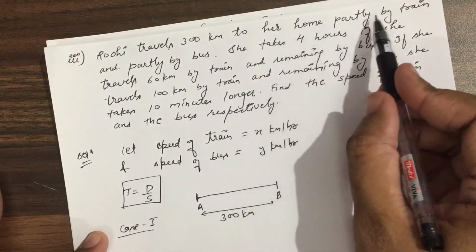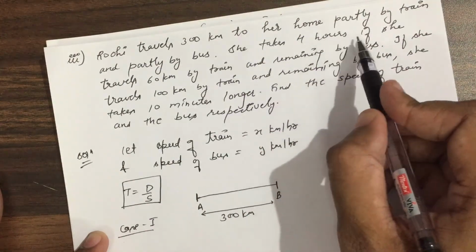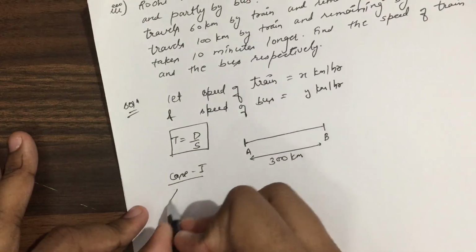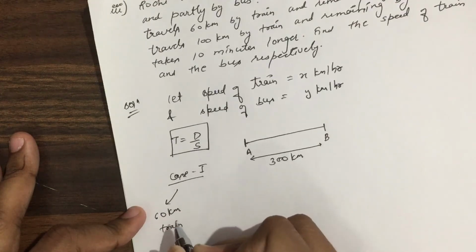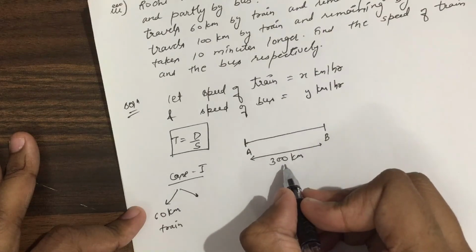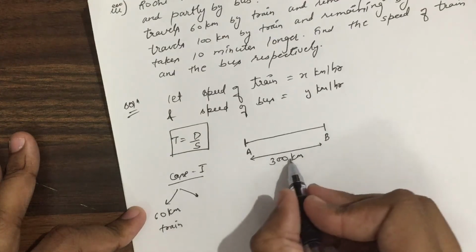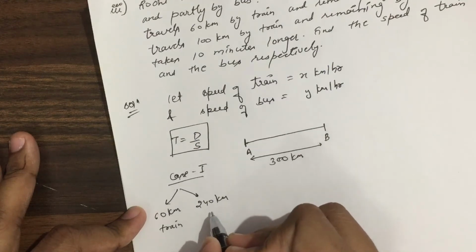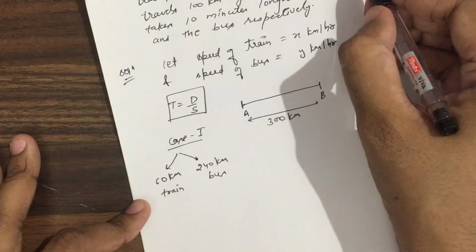Now what is asked? She travels to her home partly by train and partly by bus. She takes 4 hours if she travels 60 kilometer by train. In case 1, she travels 60 kilometer by train and the remaining by bus. So what is the remaining? Total distance is 300. Out of 300, she travels 60 kilometer by train. The remaining distance will be 300 minus 60, that is 240 kilometer, which is traveled by bus. So now she takes 4 hours.